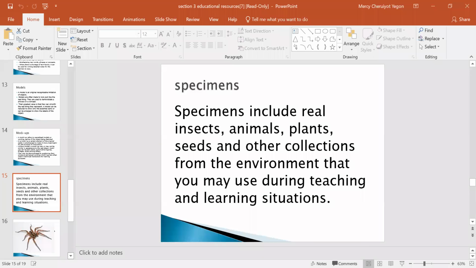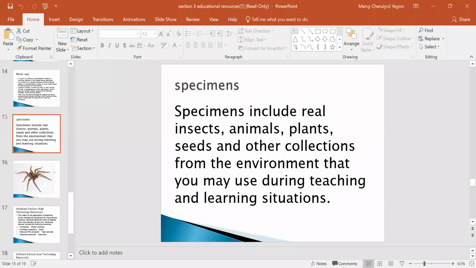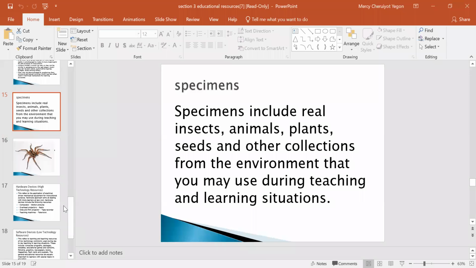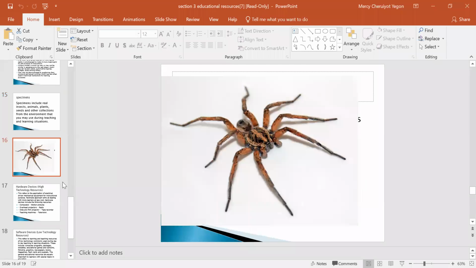I have brought a specimen here. I hope you can all see my specimen. Wow, that is my specimen. And it is a clear specimen of a spider.